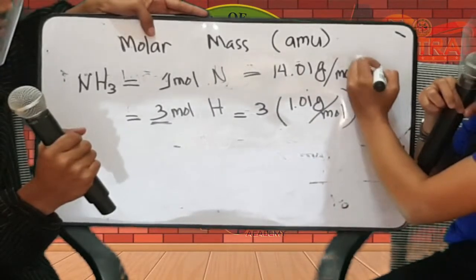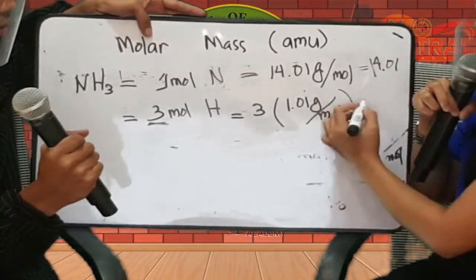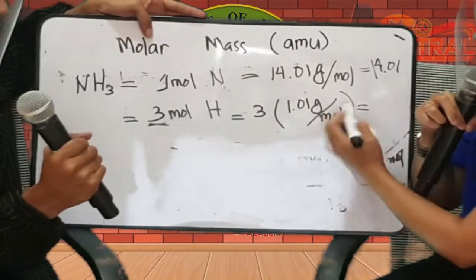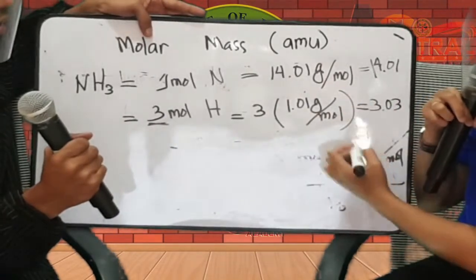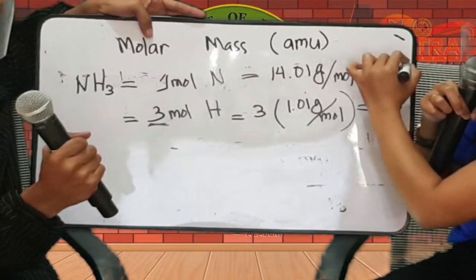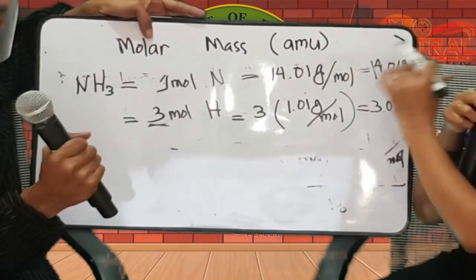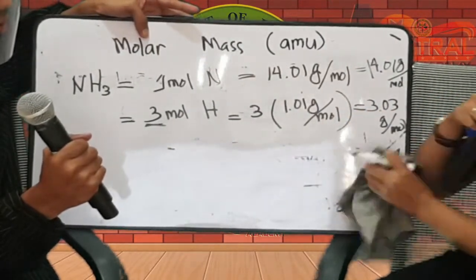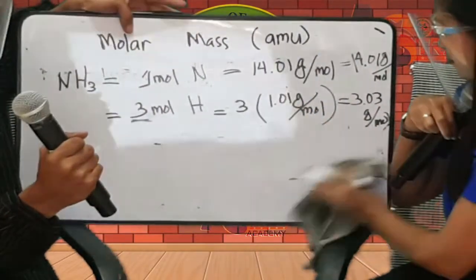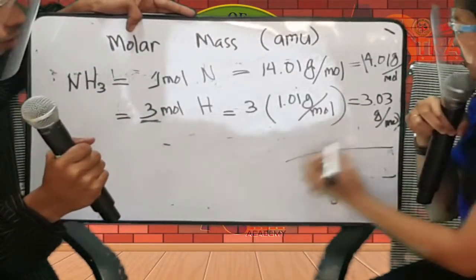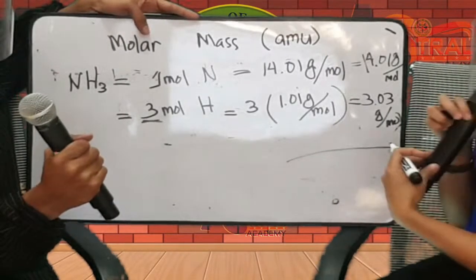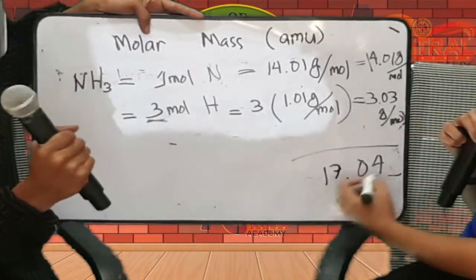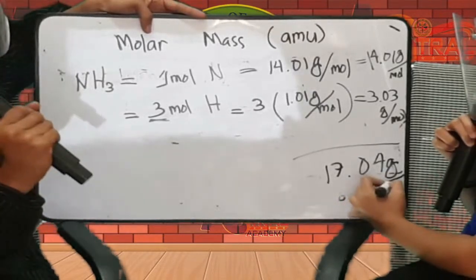So, by doing the math, 14.01 plus 3 times 1.01 will be equal to 3.03. So again, it's very important not to write the unit because we are now referring to molar mass. Okay. So, what is the sum? 14.01 plus 3.03 is equivalent to 17.04 grams per mole.